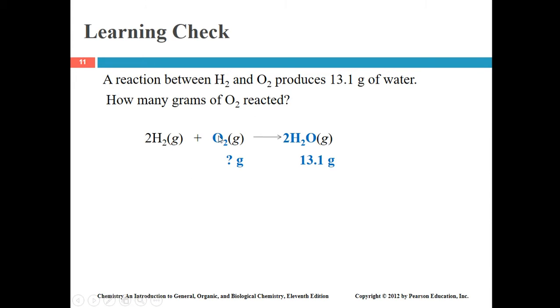We need to get to oxygen. So the first thing we have to do is go from grams of water to moles of water. Then we're going to go from moles of water to moles of O2 by using the coefficients of the 2 in front of the water and the 1 in front of the O2. Well, I know there's no 1 in front of the O2, but it's understood to be 1. And then once we're at moles of O2, we are then going to convert to grams of O2.